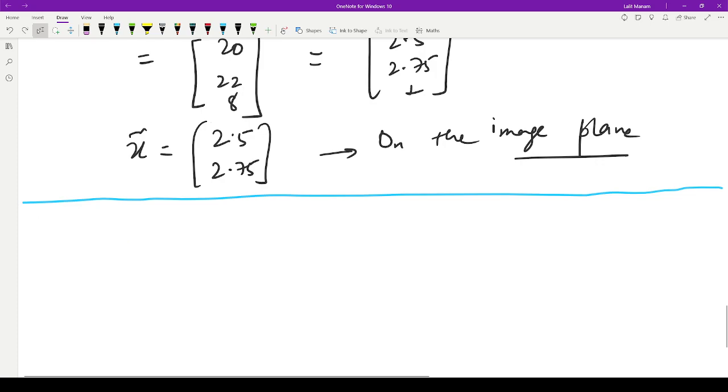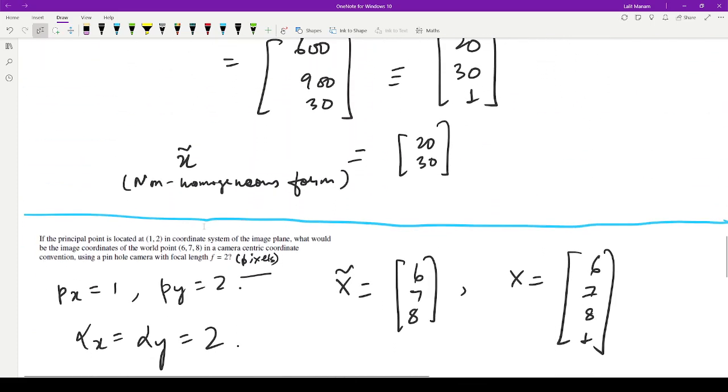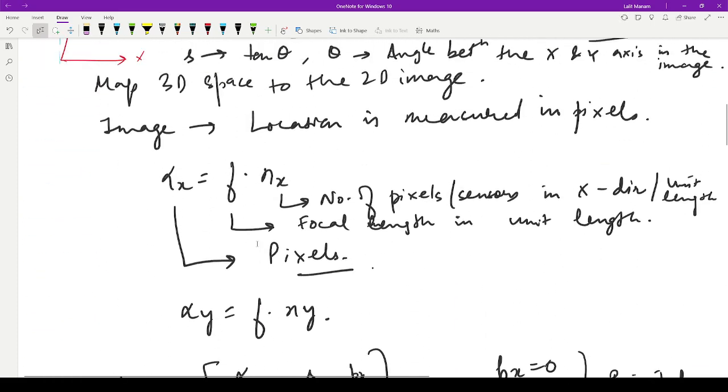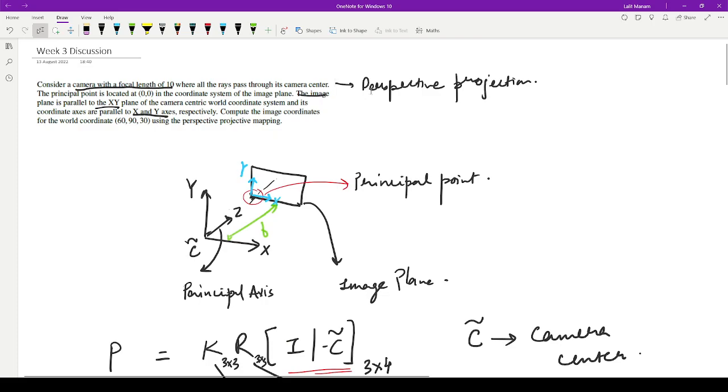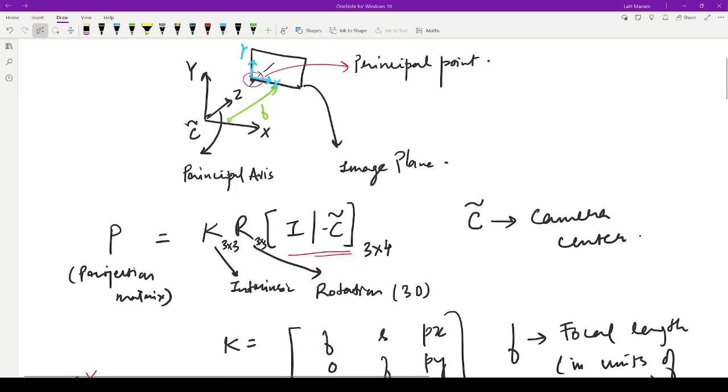Sir, is the camera center always to be taken as origin 0, 0, 0? Not always, but in these specific questions, nothing is specifically mentioned about the camera center, so we are taking it as 0, 0, 0. It's similar to the canonical setup that we do, where R is identity and C is 0.